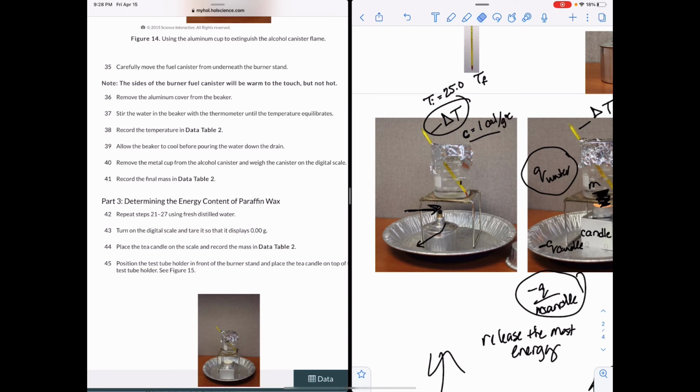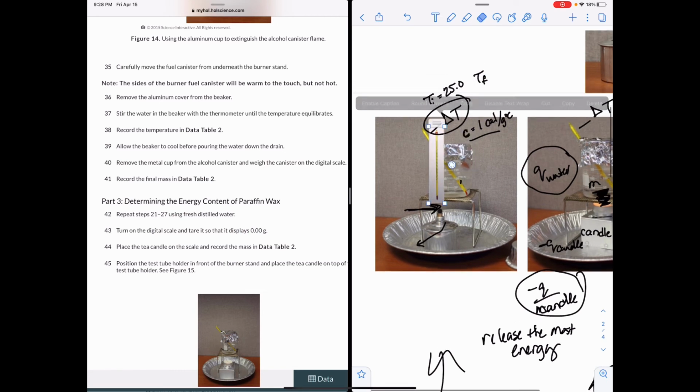You're going to take your temperature, and you're going to kind of stir it up and just kind of watch that reading. So first watch it. It's going to go up some more after you stir it, and just keep watching it until it stops going up anymore, and that's when you take your reading.